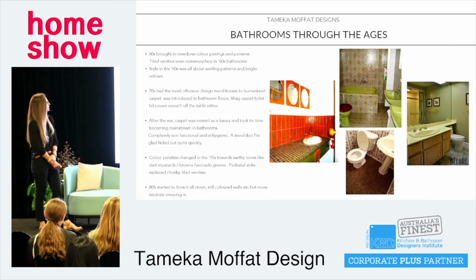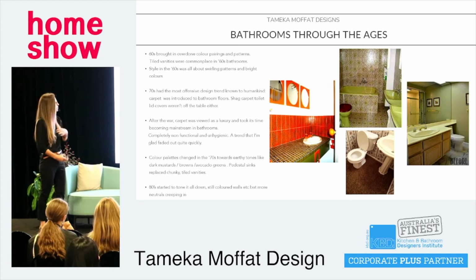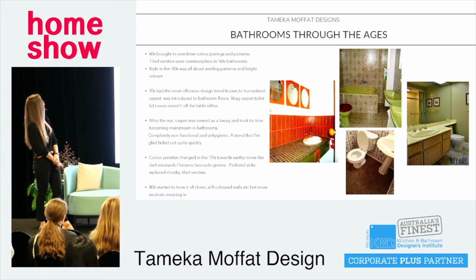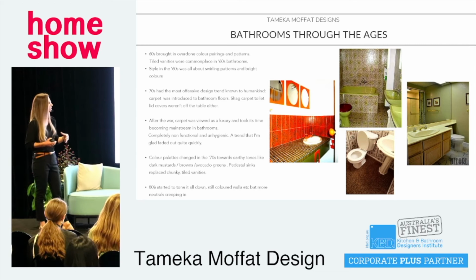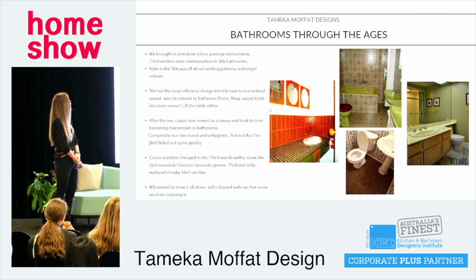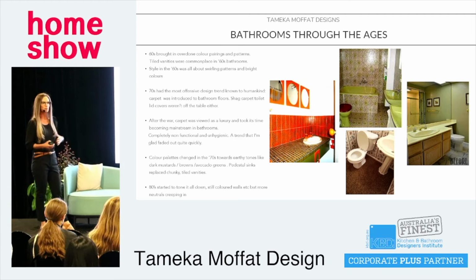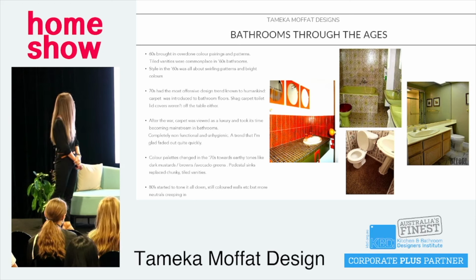Just a little bit of an introduction into how we've evolved over the years, the bathrooms through the ages. Back in the 60s, the colours were very overdone with pairings and patterns, and it was commonplace to have a tiled vanity. Swirling patterns with bright colours were the norm. Very saturated colours, bright reds, yellows and oranges, quite often paired with brown mosaics, as you can see in the first image.